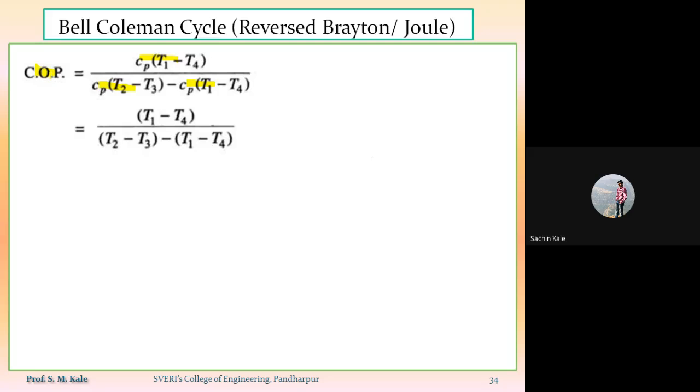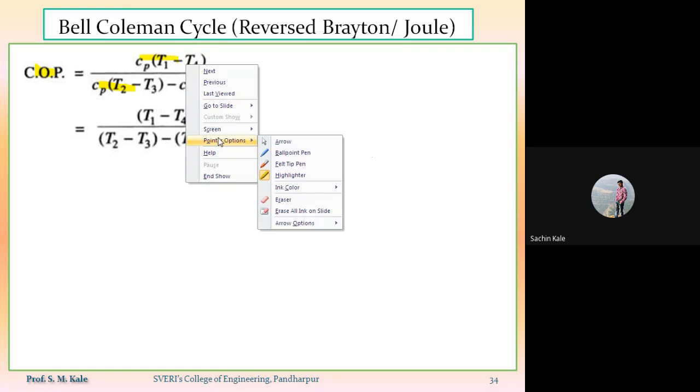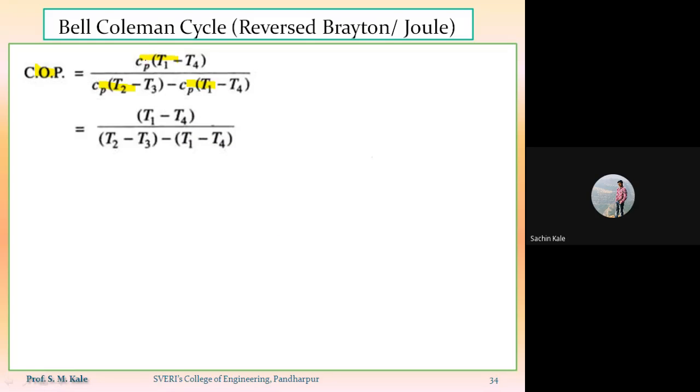Now in this equation, as the Cp term is constant everywhere, here also Cp, here also Cp, that Cp term will get cancelled. After cancellation of the Cp term, I will get the equation of COP, that is nothing but (T1 minus T4) divided by (T2 minus T3) minus (T1 minus T4).